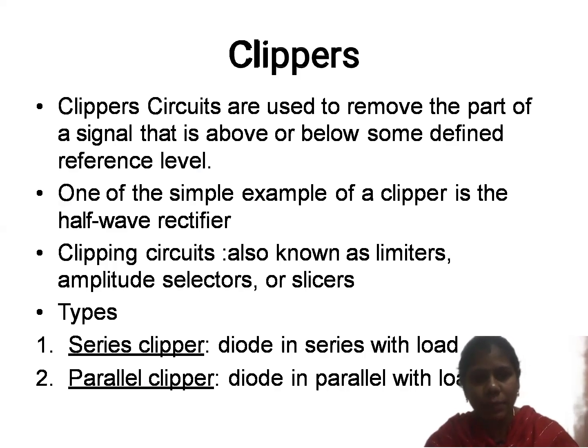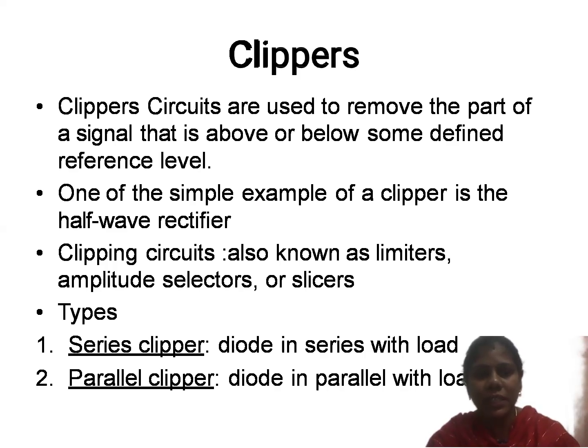Now using the same diodes, the diode can also be used as clippers. The clipper is somewhat equal to the rectifier, similar to a rectifier only. Rectifiers mean converting an AC signal into a pulsating DC. But coming to the clippers, clipper circuits are electronic circuits which are used to remove part of a signal that is above or below some defined reference level.